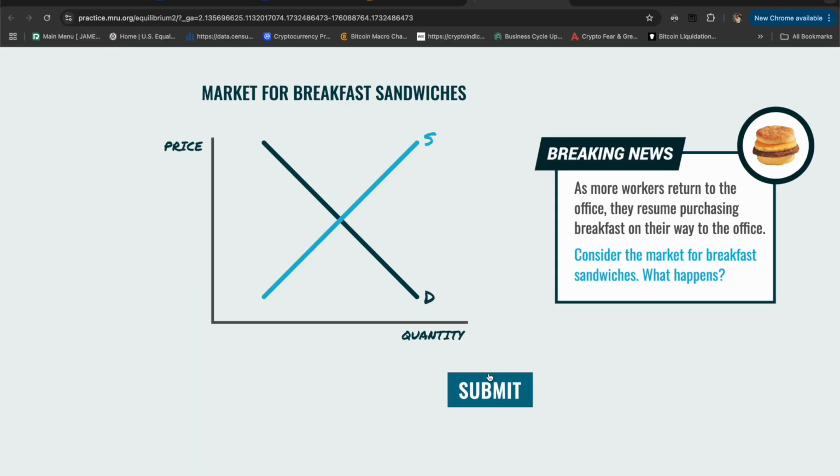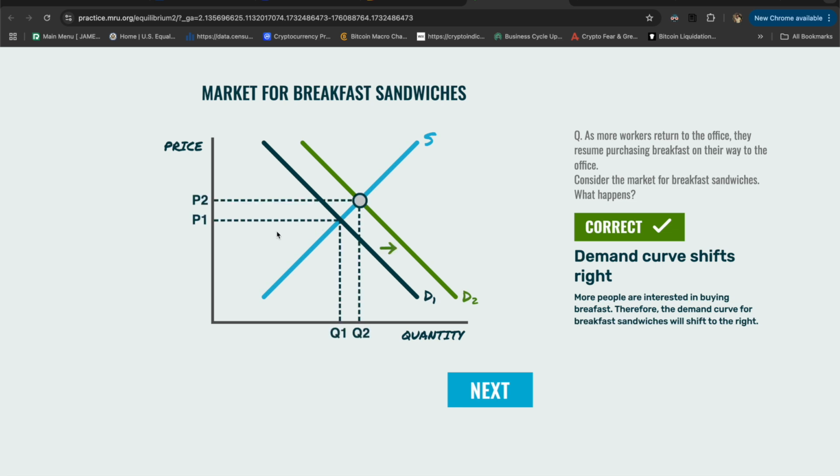Breaking news: as more workers return to the office, they resume purchasing breakfast on their way to the office. Consider the market for breakfast sandwiches. What happens? Obviously demand is going up here, so demand goes up, price goes up. When demand shifts to the right, price goes up. When demand shifts to the left, price goes down. It's all about the market equilibrium, where they intersect.